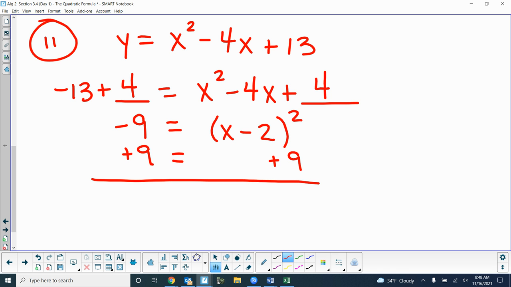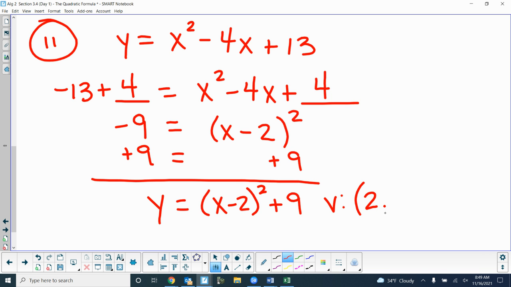So it started out as y equals, so we'll write y equals again. And then we just got x minus 2 squared plus 9. So there's the equation in vertex form now. We changed it from standard form to vertex form, like we were supposed to. And the vertex is positive 2 and positive 9.